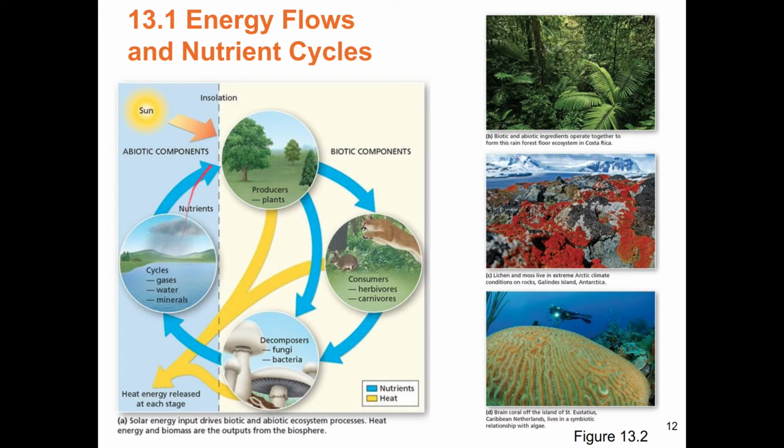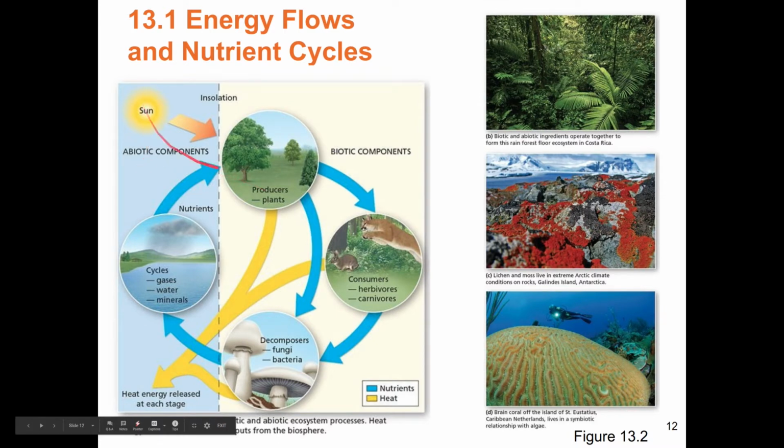The biotic components would be producers, primary producers, or primary consumer, an herbivore that just eats plants, a carnivore that just eats meat. And then there's decomposers, fungi, bacteria, other organisms. So the blue lines are the flows of nutrients, and the yellow lines are the flow of heat energy. It says heat, but really I would think of that as just energy in general, but heat's pretty good.